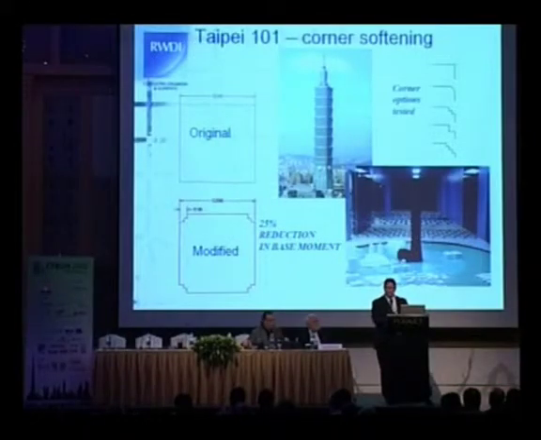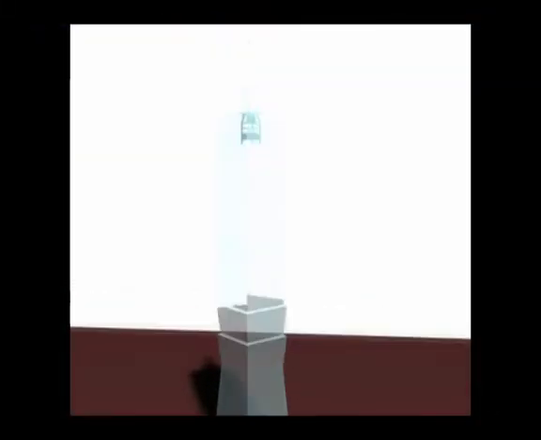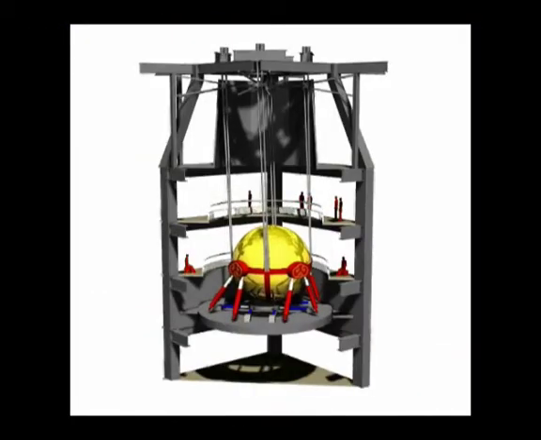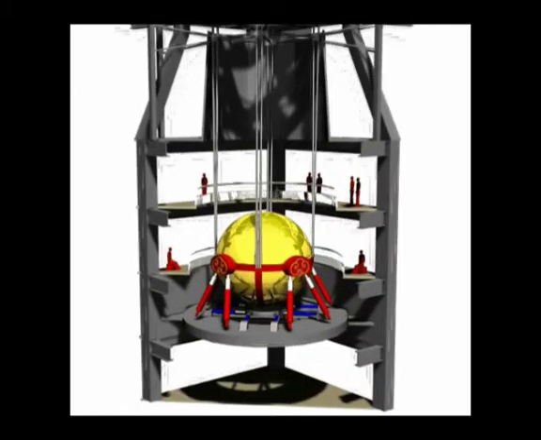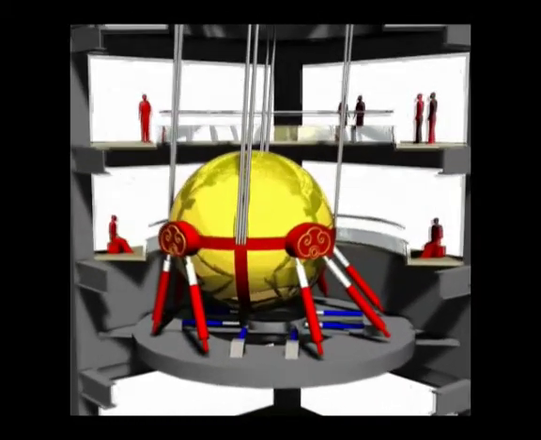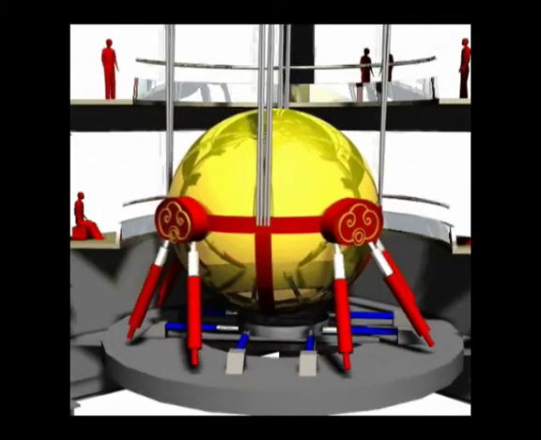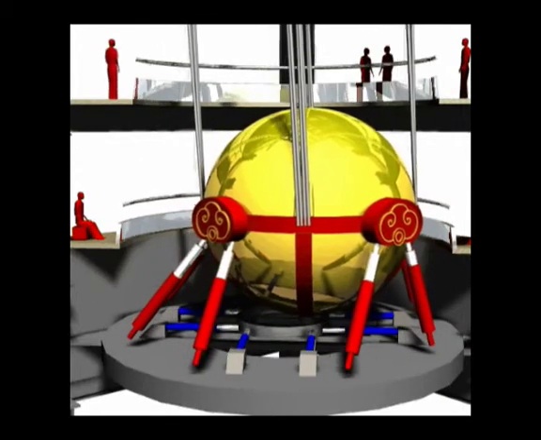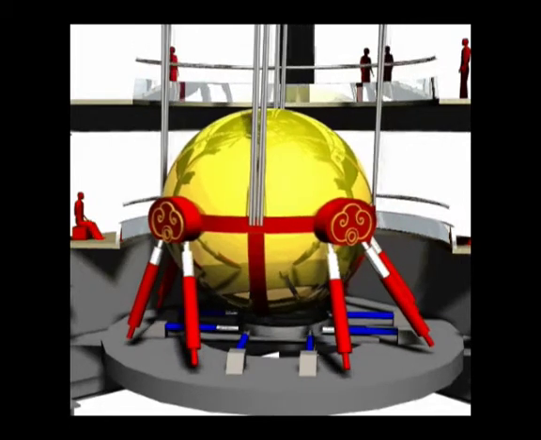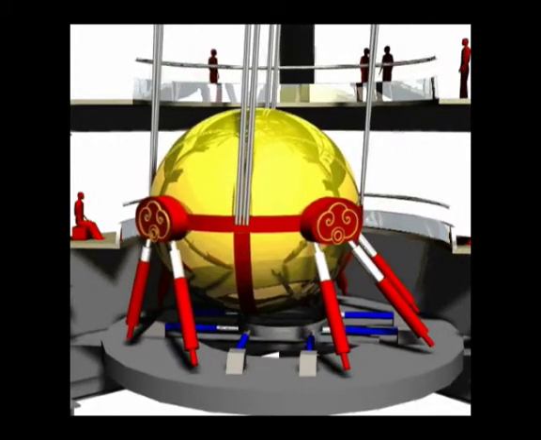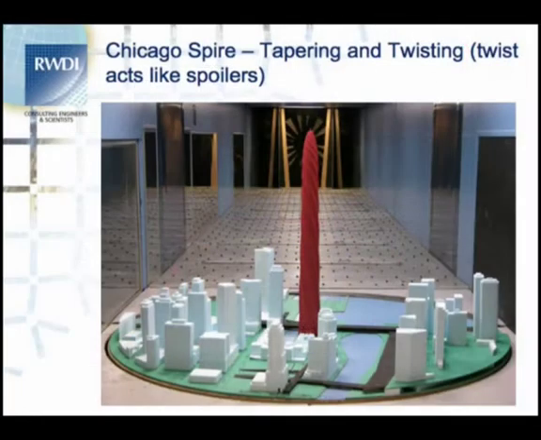That change wasn't enough to give suitable accelerations for the building, so there was additional work undertaken. This is an image of the damper that was used to control motions on the building, to bring accelerations down to reasonable levels for the occupants. Again, a 25% reduction due to the corner geometry and a 35% reduction in the fluctuating response due to the damper.